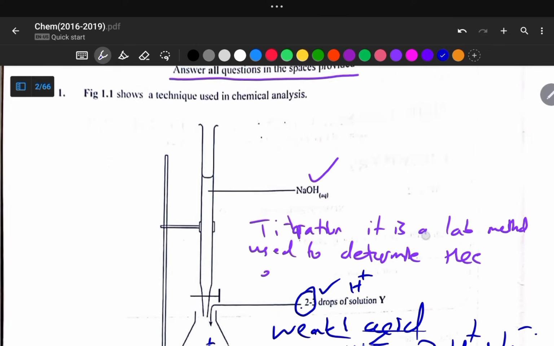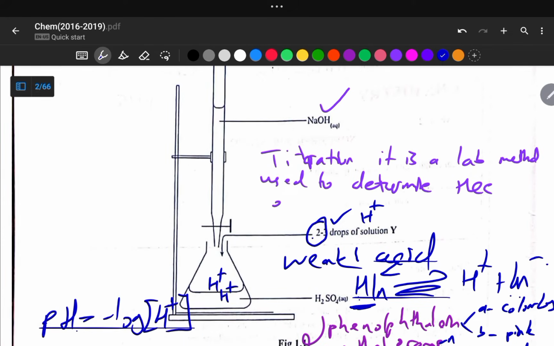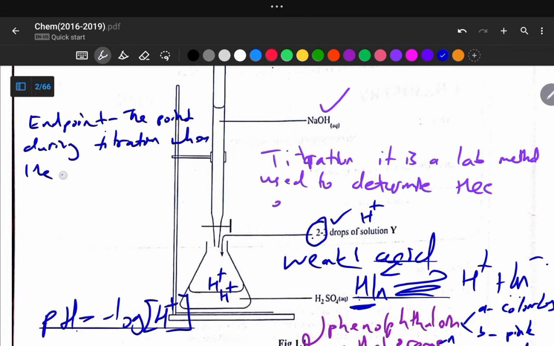And also we need to explain the function of the indicator. So there's what we call the equivalence point and the endpoint. Endpoint is defined as the point during titration when the indicator changes color, right? Indicator changes color. Are we together? Signaling that the equivalence point is reached. So that's the endpoint.